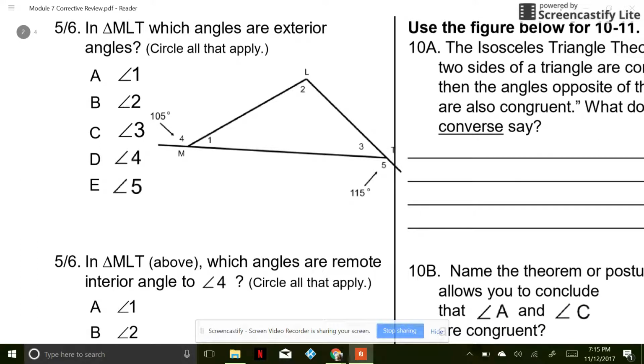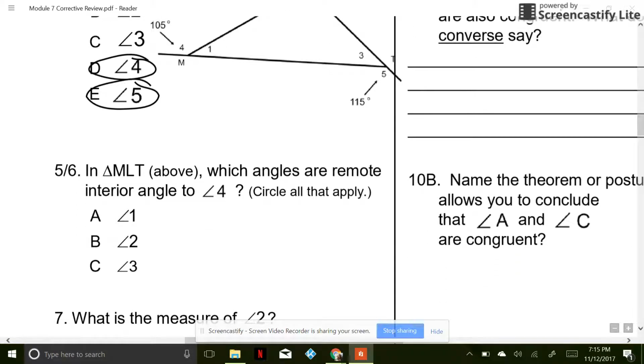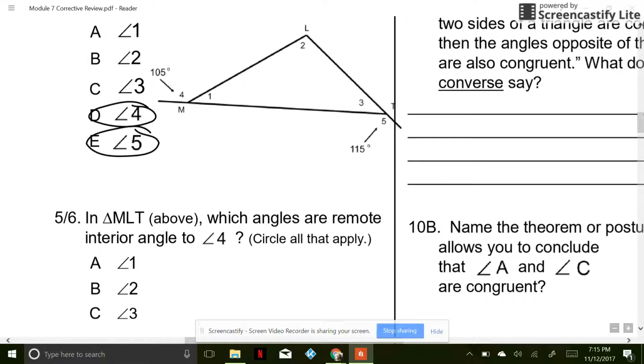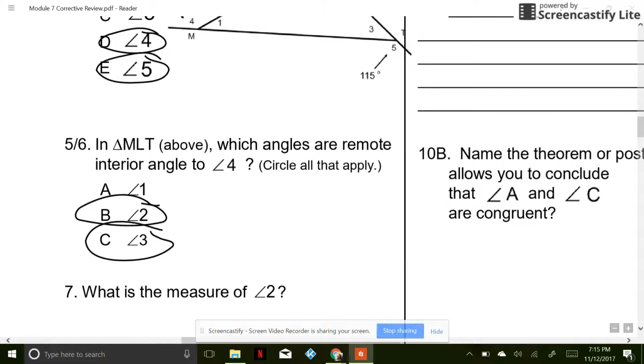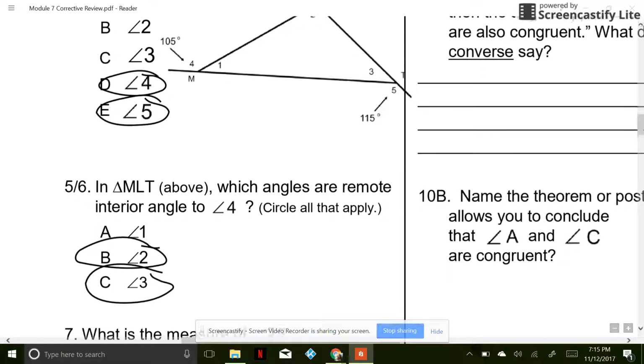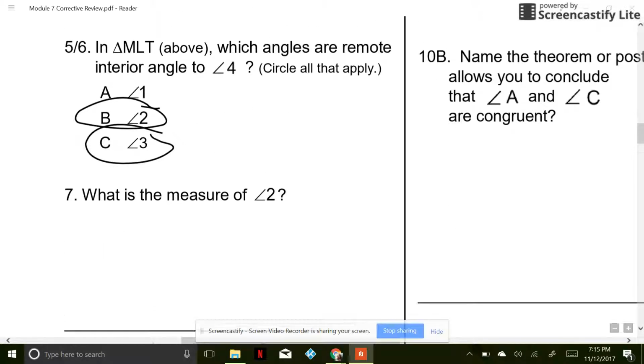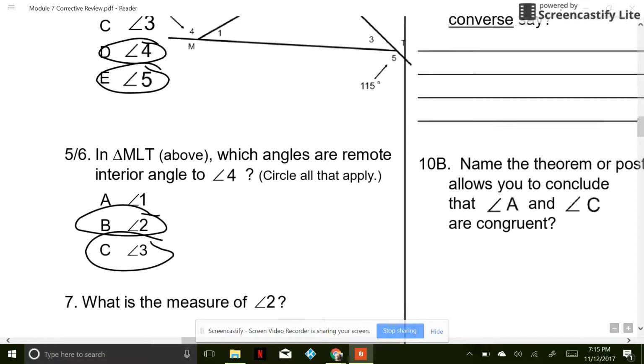Okay, in triangle MLT, which angles are exterior angles? So exterior angles are angles that are outside of the triangle. So the ones outside of the triangle here are angle 4 and angle 5. In the triangle above, which angles are remote interior to angle 4? Well, remote interior angles are the ones that do not touch that exterior angle. So in this triangle, angle 1 is touching angle 4. So that means angle 2 and angle 3 are the remote interior because they do not touch that exterior angle 4.